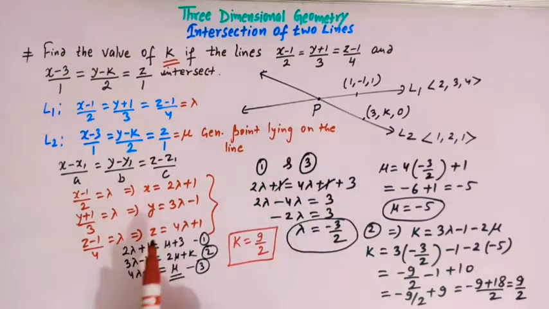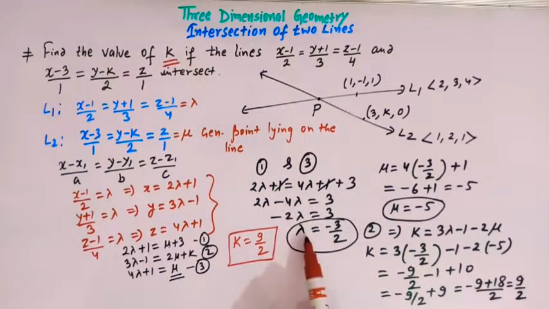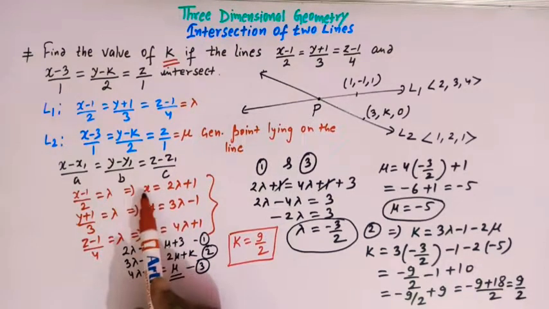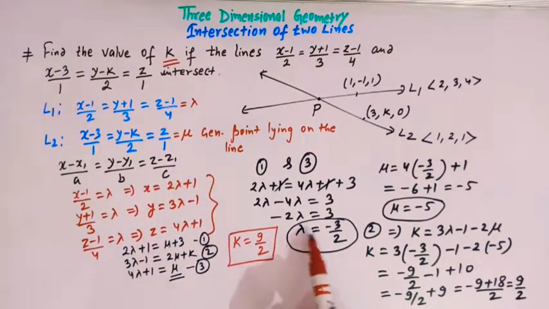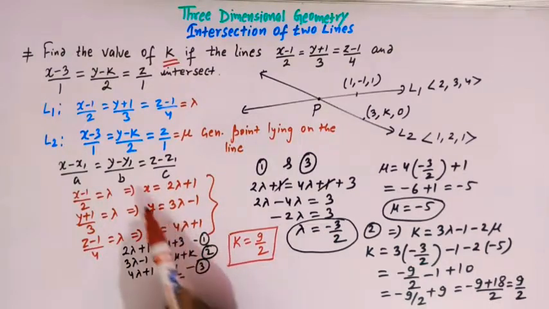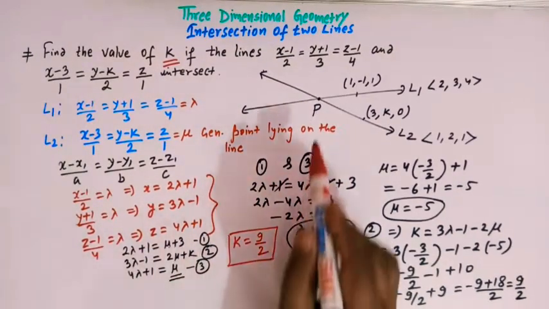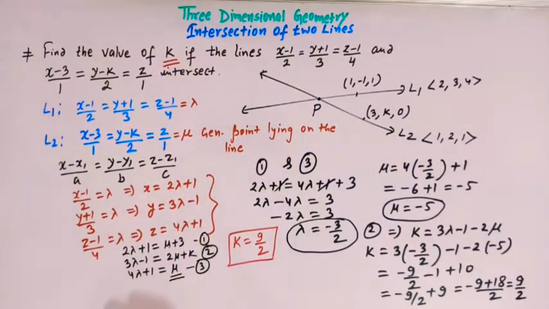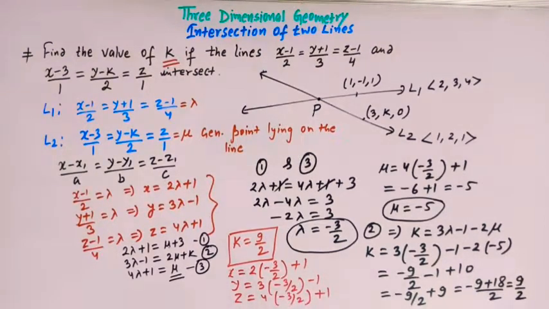Moreover, we can find out the coordinates of this point of intersection P by substituting the value of lambda here, that is x, y and z. We can substitute lambda is equal to minus 3 over 2 here, and we can find out the coordinates of the point of intersection. So we can find x is equal to 2 times minus 3 over 2 plus 1, y is 3 times minus 3 over 2 minus 1, and z is given by 4 times minus 3 over 2 plus 1.